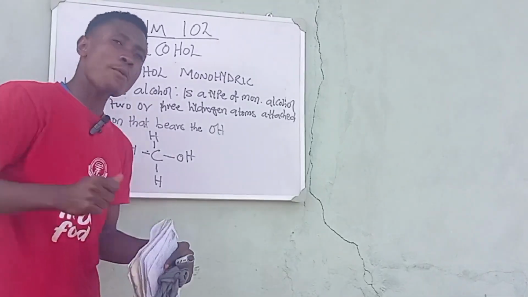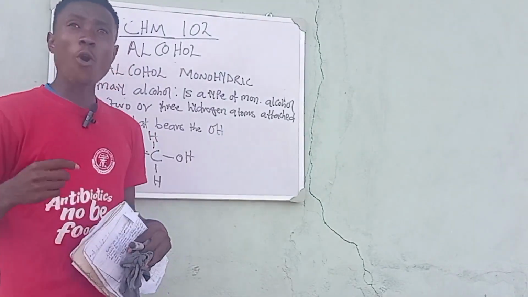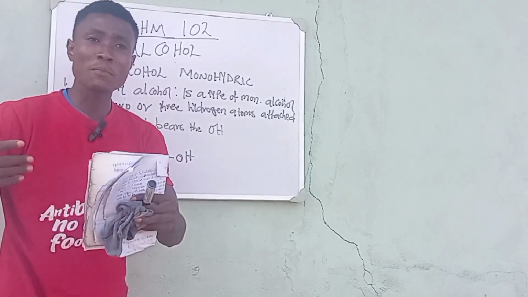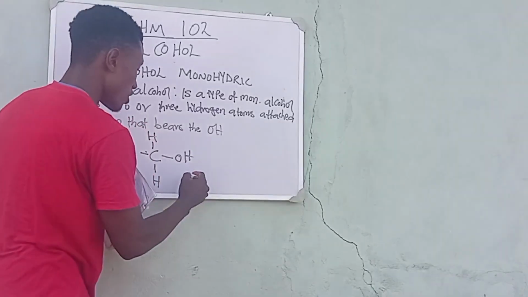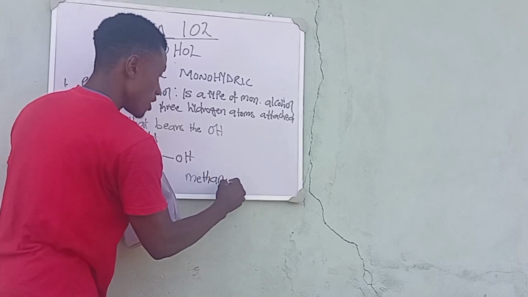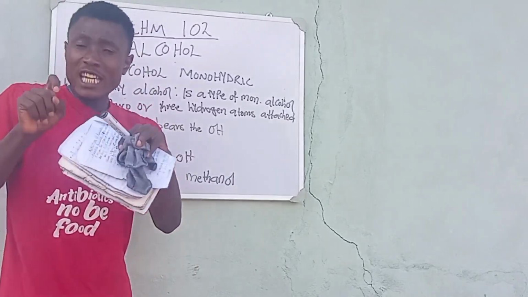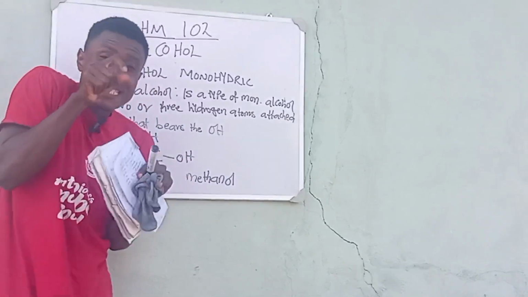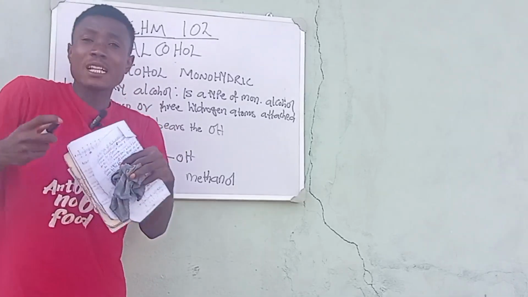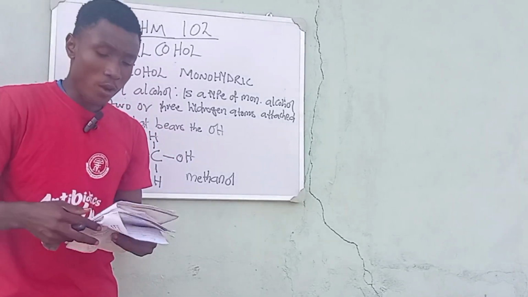And the name of this is very, very simple. When a carbon is just 1, it is known as methane. But there's a presence of the OH, so the name is no longer going to be methane. The name is now going to be methanol. It is all because of the presence of the alcohol, which is the word OH. It is very, very important you understand this.